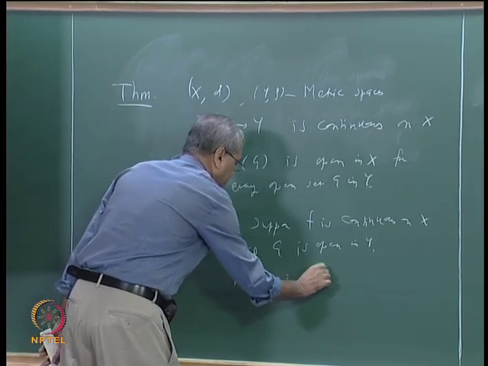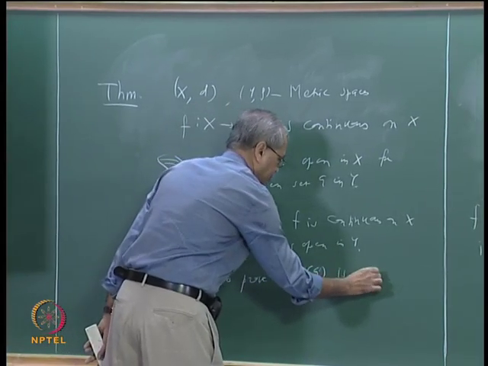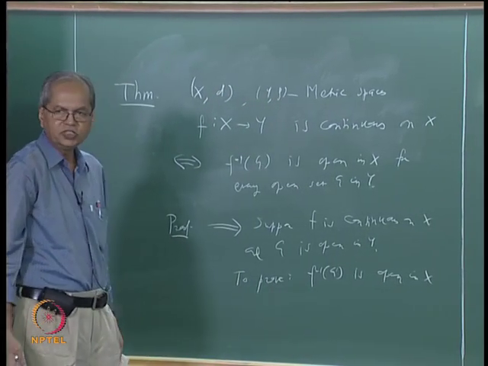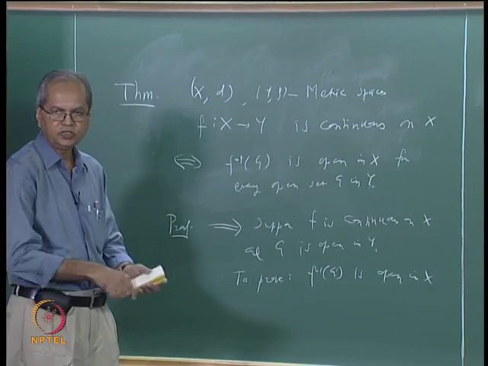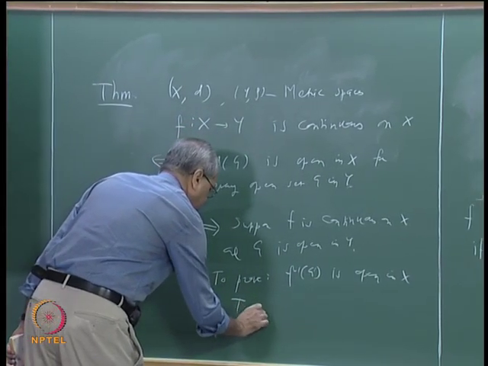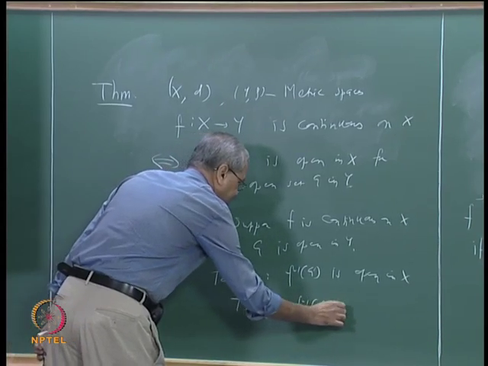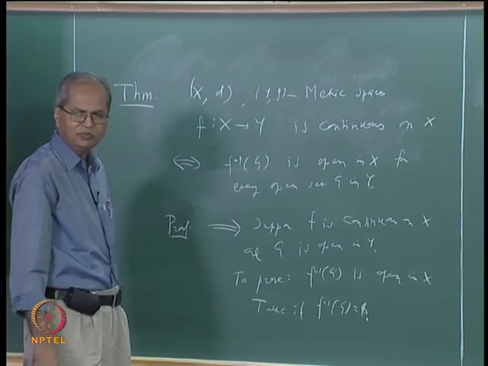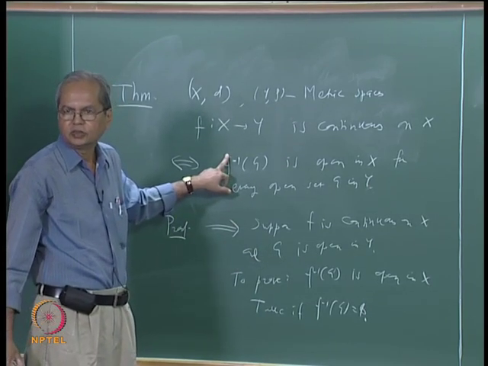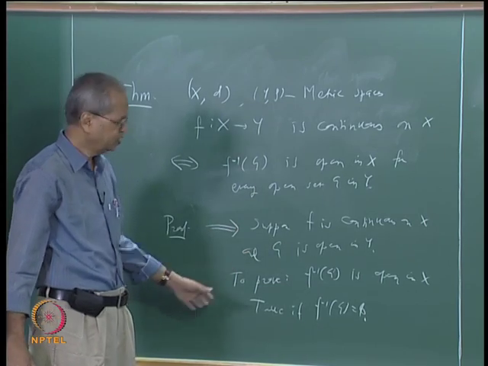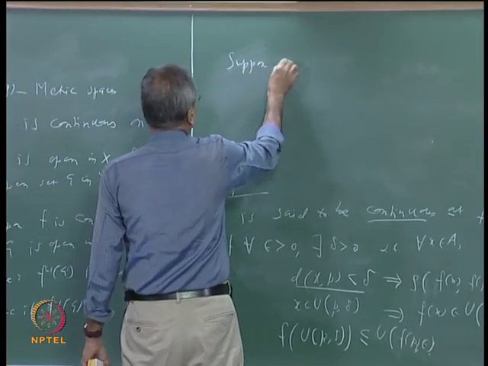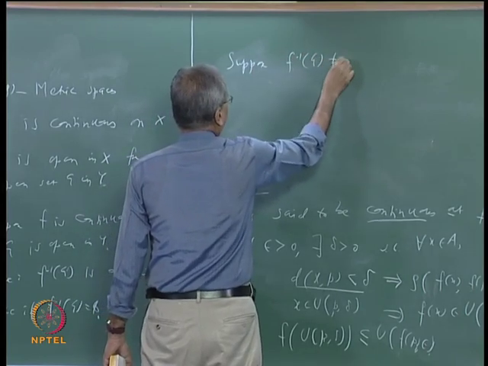To prove f inverse G is open in X. Of course, if f inverse G is empty, there is nothing to be proved, this is trivial. What is the meaning of saying that f inverse G is empty? That means no point in X has its image in G. In that case, nothing to be proved. So next, suppose f inverse G is non-empty.